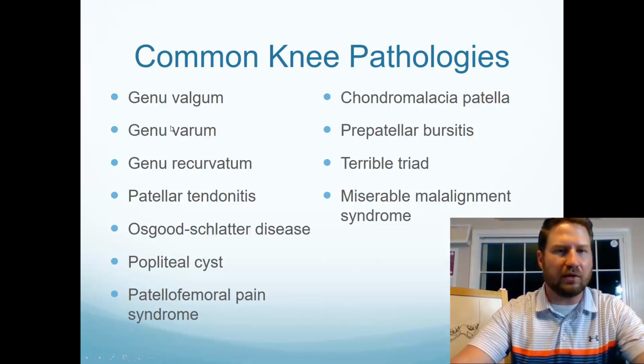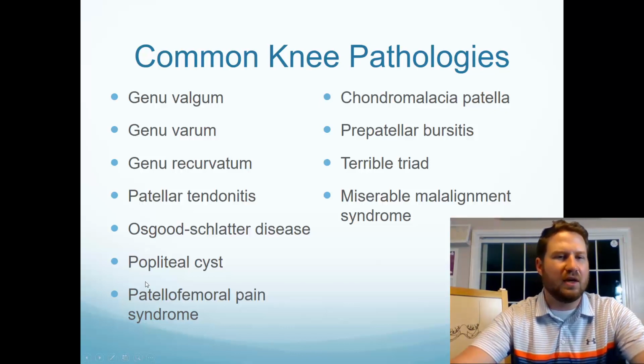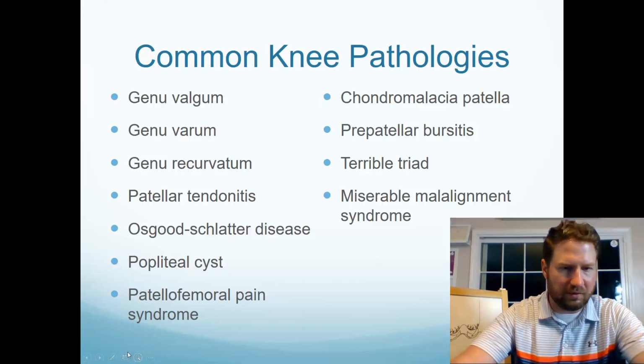Genu valgum, genu varum. Val, ver. Guess what it is? Valgus and varus. And recurvatum, knee hyperextension. Patellar tendinitis, Osgood-Schlatter's. We have popliteal cyst or Baker cyst. Patellofemoral pain syndrome. We're going to hit this a couple of times in 120 and 140. You'll get a one-two punch of that: what is it, what's going on, and how do we fix it?